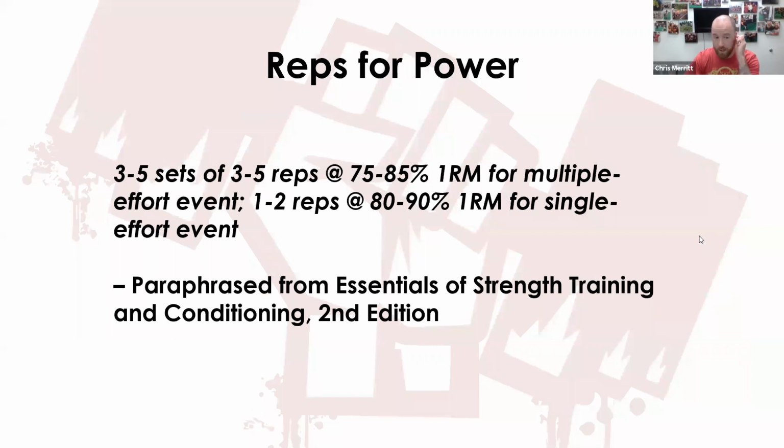So bringing it back to what I learned in college, and this is the stuff that, when I come out and get my first client, I'm like, all right, how does this apply? 3 to 5 sets, 3 to 5 reps at 75 to 85% of 1 rep max for a multiple effort event, 1 to 2 reps at 80 to 90% of 1 rep max for a single effort event, right? So you have this range of sets, this range of reps, range of intensity. Okay, so let's just remember 3 to 5 sets, 3 to 5 reps at 75 to 85% of 1 rep max for a multiple effort event.